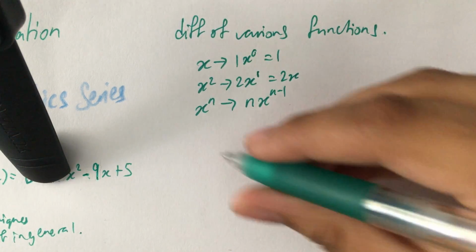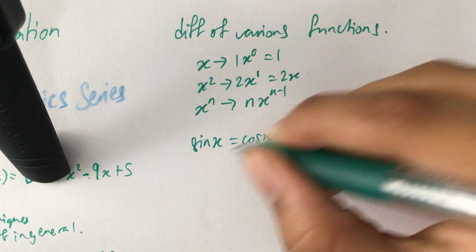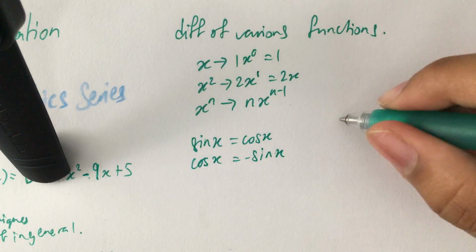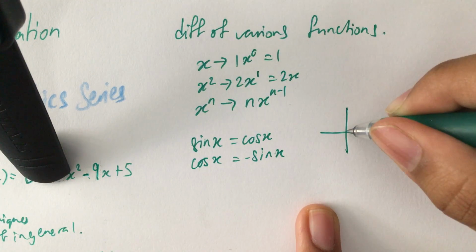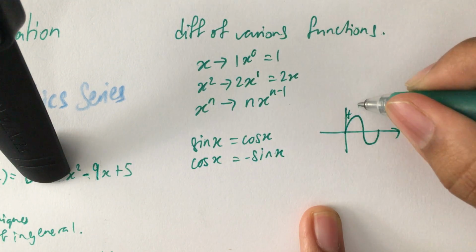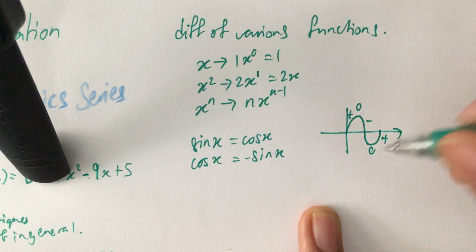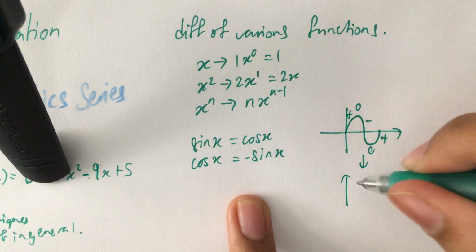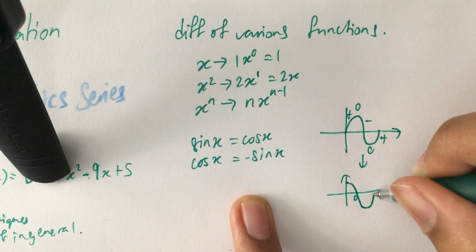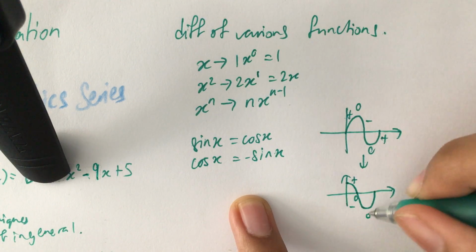So you have sine x, like the trigonometric function. Sine x will give you cosine x, and cosine x will give you negative sine x. You can either prove this using first principles, or you can just draw a graph of sine x and see how the gradient of the graph changes. The sine x graph is positive, then the gradient becomes 0, and then becomes negative. And you know that the cosine x graph is positive until 90 degrees or pi over 2, and it becomes negative after that. That's why when you differentiate sine x, you get cosine x.